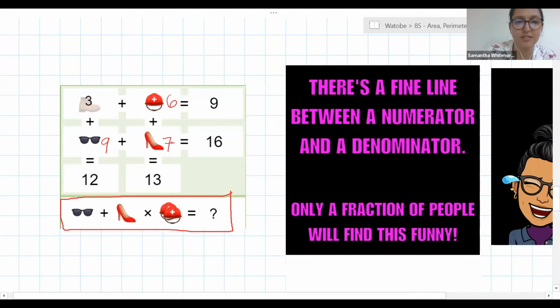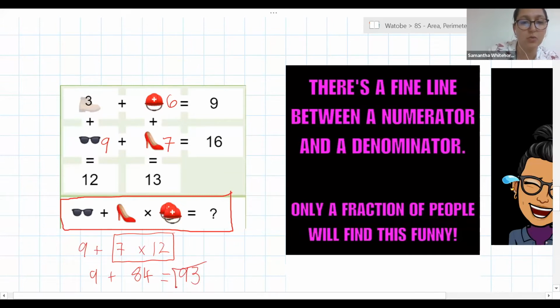Then at the bottom, the final sum, which is sunglasses plus shoe plus helmet. So it gives us 9 plus 7 times 12, because there's 2 helmets, which gives us 93. Okay, now which operation do we do first? Ma'am, the times. So what is 7 times 12? Ma'am, it's 84. And so 84 plus 9 is 93. Yes, ma'am. Well done. Thank you, Linneo. That was good.